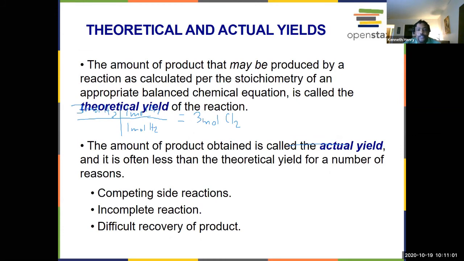Theoretical versus actual. So theoretical is the calculations you're getting from your chemical equation. Your actual yield is what you get from the actual experiment that is done, right?